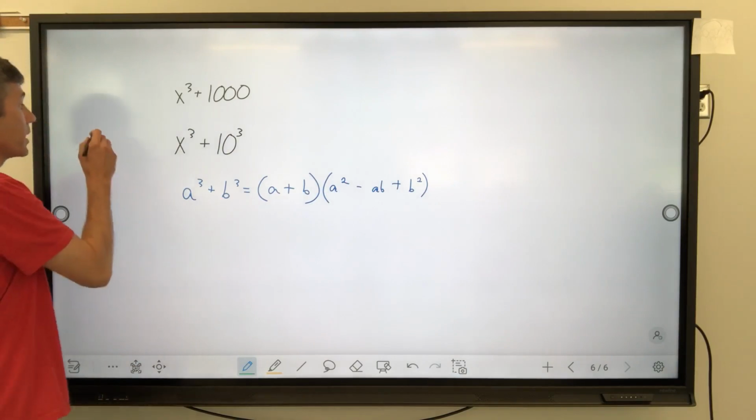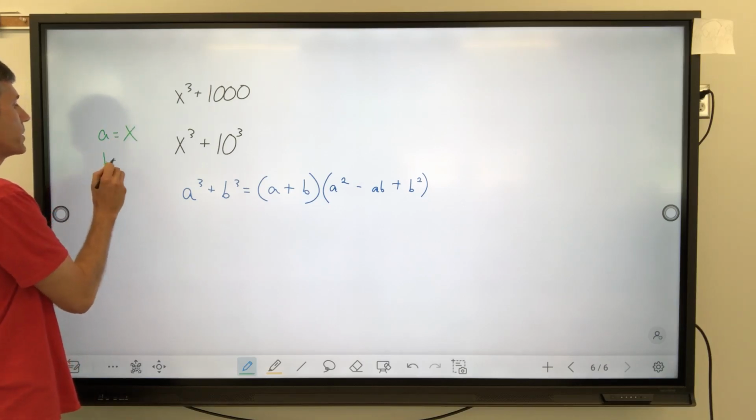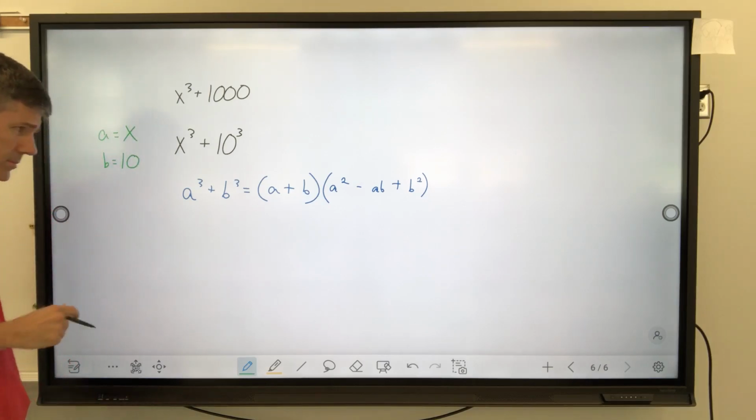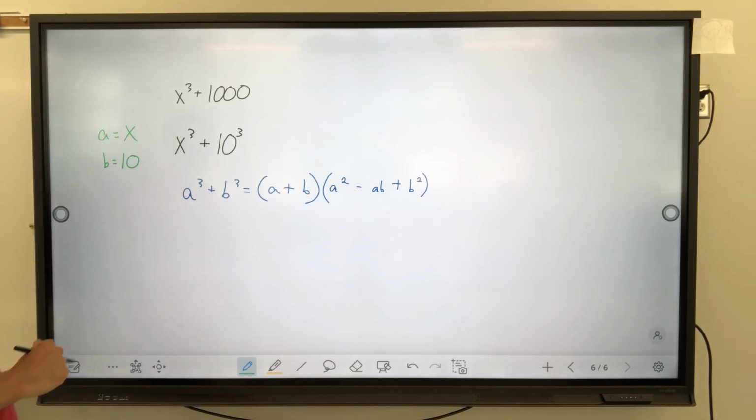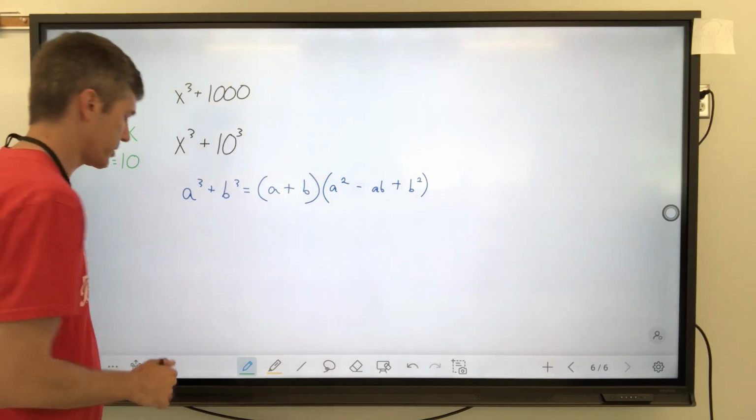on the next problem, I like to write down sometimes what a is, x, and then what b is, and b is 10. I'm going to stretch this one out a little bit longer than it probably should be. That way we can gain a better understanding going into the next one, which will be a little bit trickier.